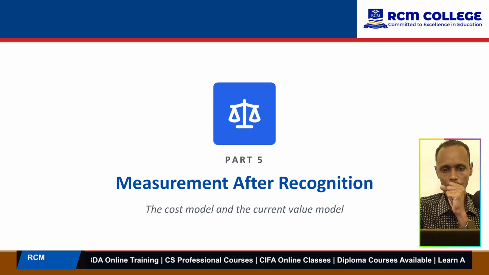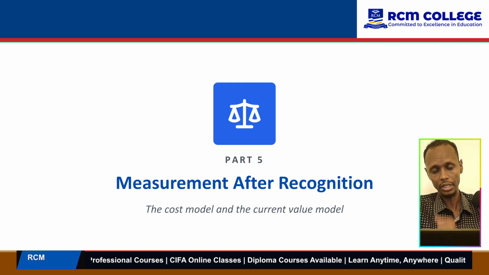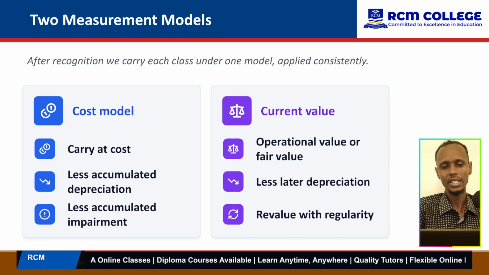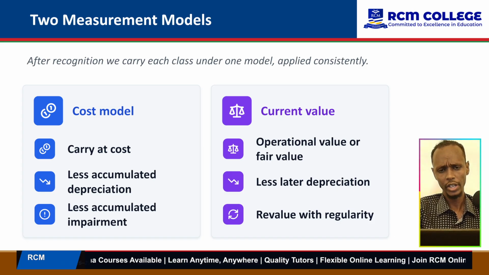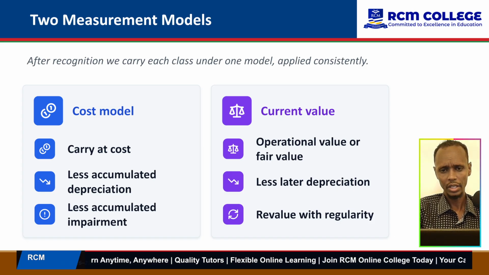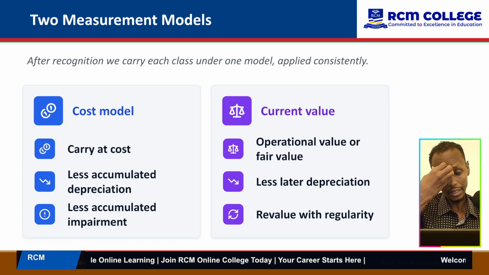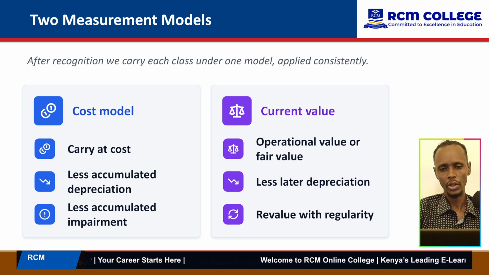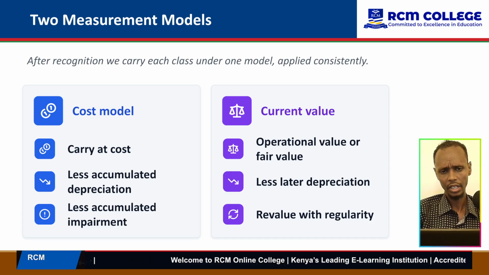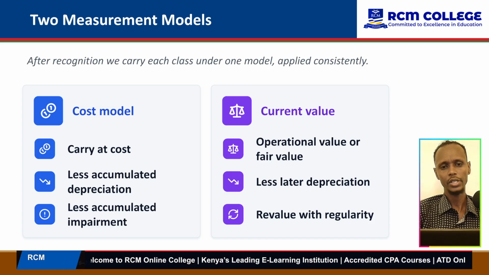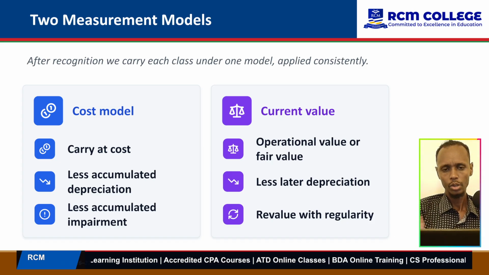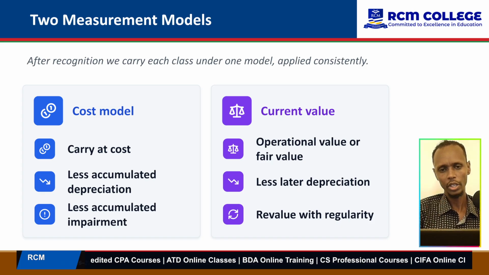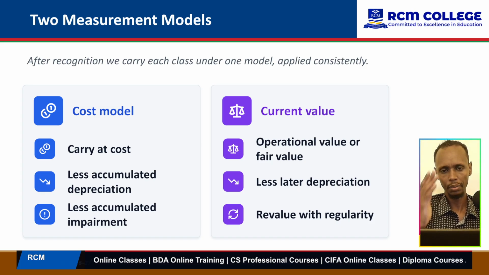Okay, measurement after recognition. How do we measure these assets after recognition? We can use two models, the cost model, and the current value model, which we used to call the revaluation model. But currently, because of what came out under IPSAS 46, we say current value model. So the cost model is you take the cost less accumulated depreciation, less accumulated impairment, and then you get the NBV. The cost model is straightforward and it is the most recommended in the public sector.